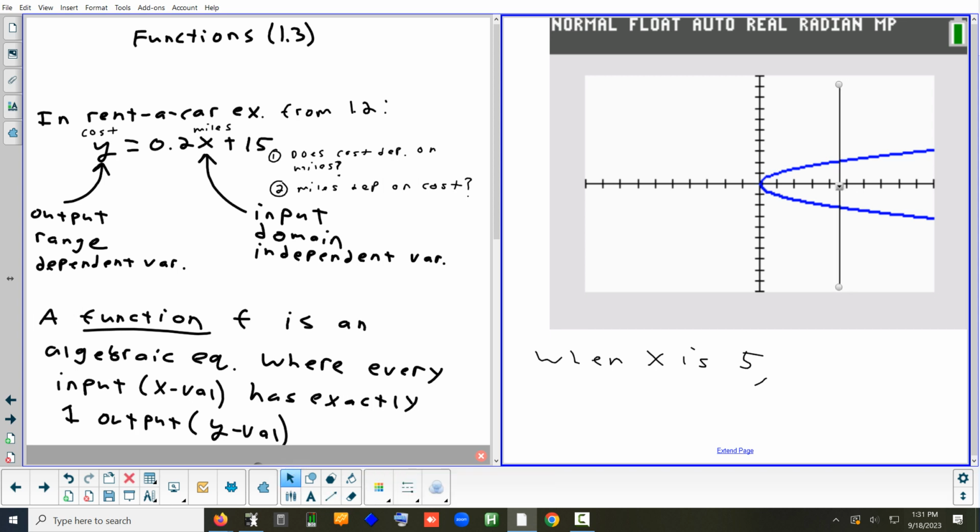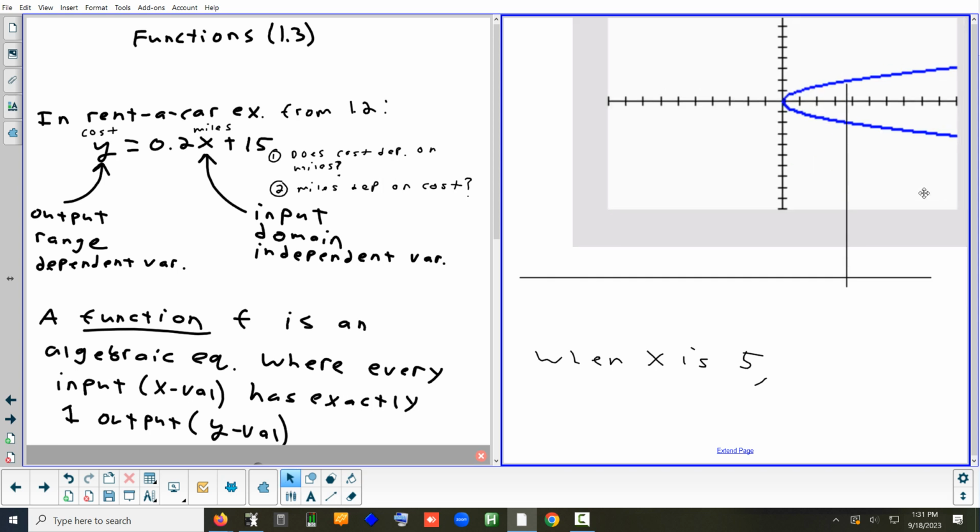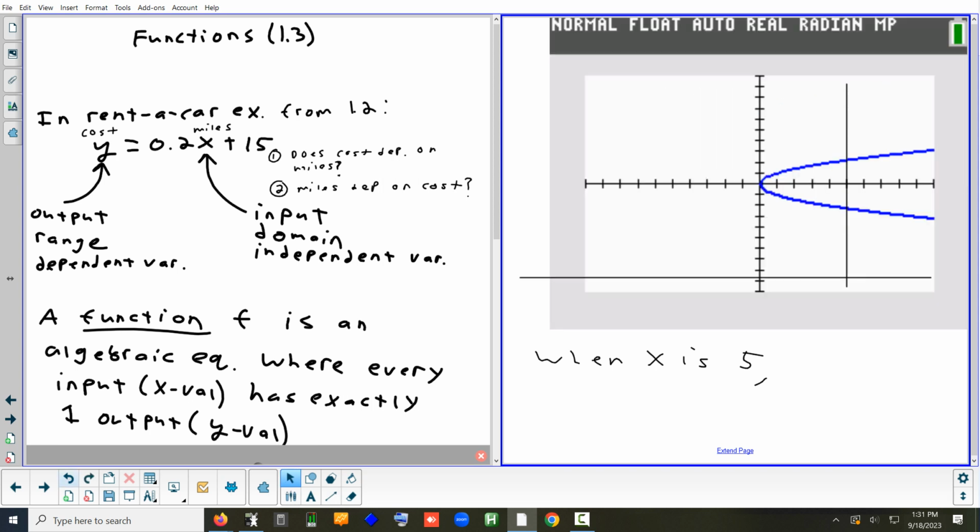Let's move that about there. And you said it's at about 3. Yeah, but no, it looks more like 2. Yeah, it's 2. Don't move your graph, move your line. Yeah, pretty close to 2. So when x is 5, it looks like y is 2, but anything else?